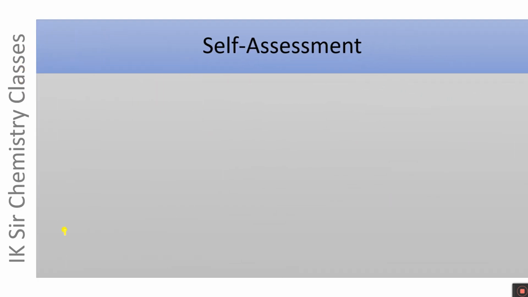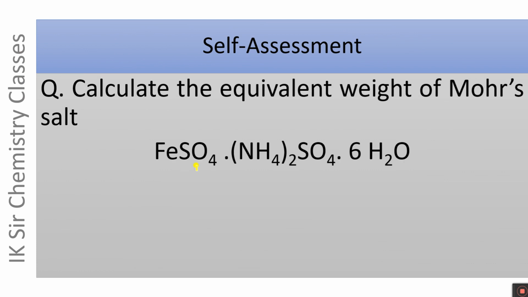Now the time for self-assessment. Calculate the equivalent weight of Morse salt, FeSO4·(NH4)2SO4·6H2O. It is iron(II) sulfate, ammonium sulfate, hexahydrate. It is also called ferrous ammonium sulfate. Its commercial name is Morse salt. Try to calculate its equivalent weight by pausing the video within 3 minutes.